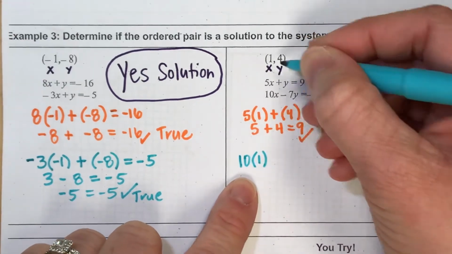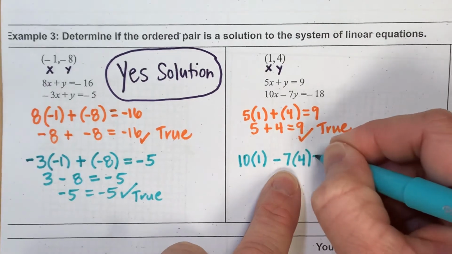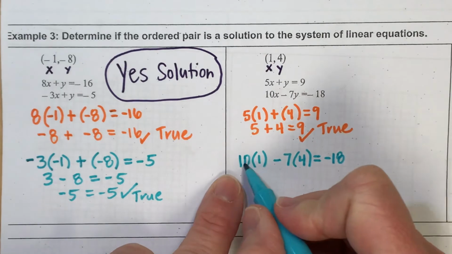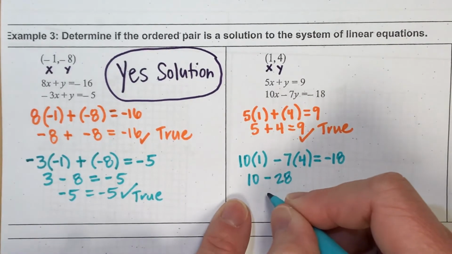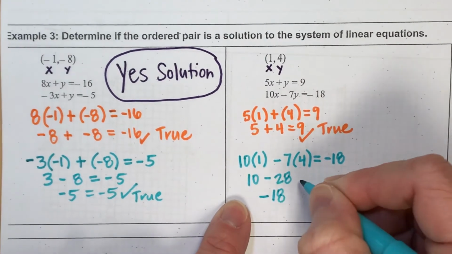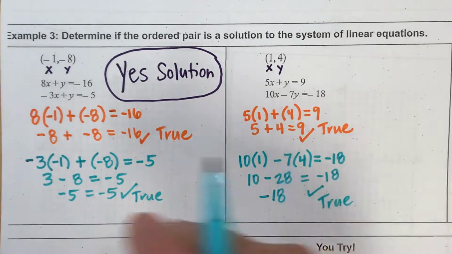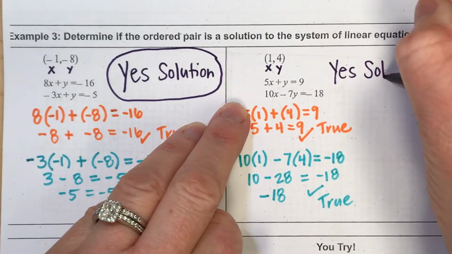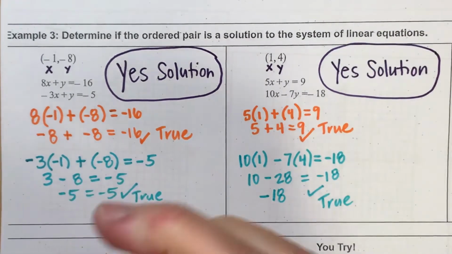And now my second equation, 10x, or 10 times the value for x, which I now know is 1, because they told me check this point out, subtract 7 times the y value of 4. Will that equal -18? All right, let's do our multiplication here. 10 times 1 is 10. 7 times 4 is 28. 10 minus 28 is -18. Does that equal -18? Yes, it does. That's true. So here I'm going to say, again, yes, we have a solution to this system because it worked for both equations. All right, let's try one more.